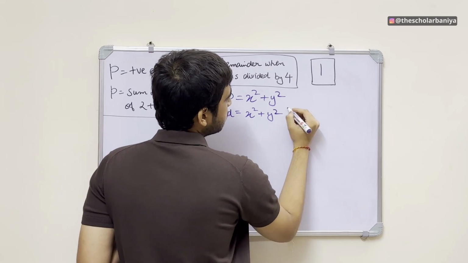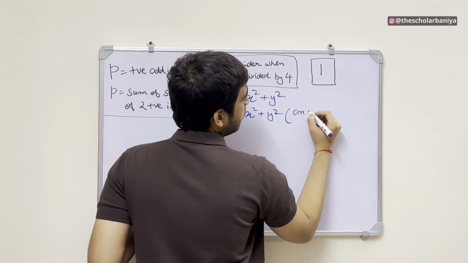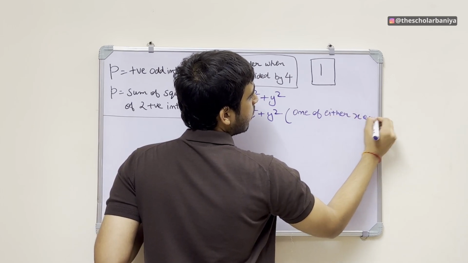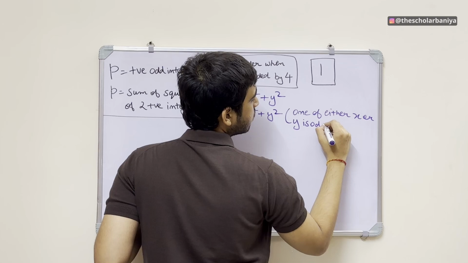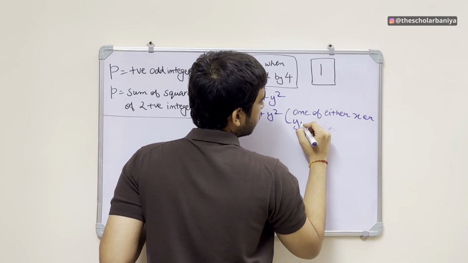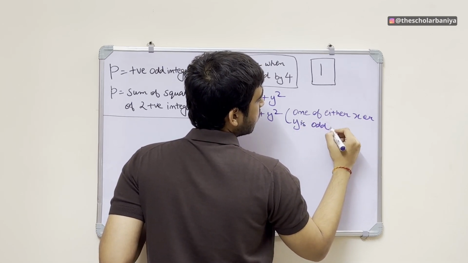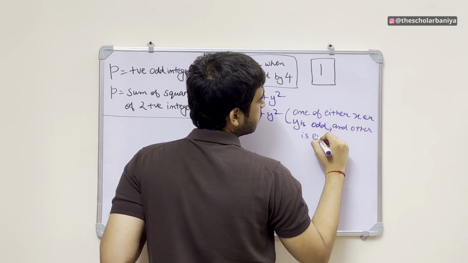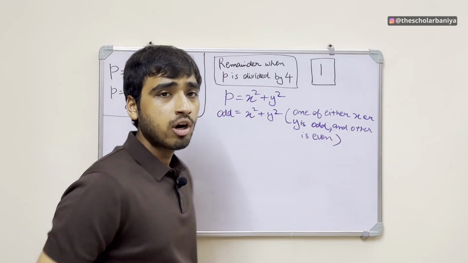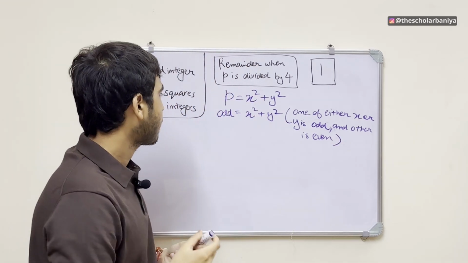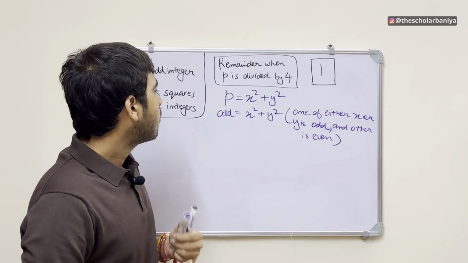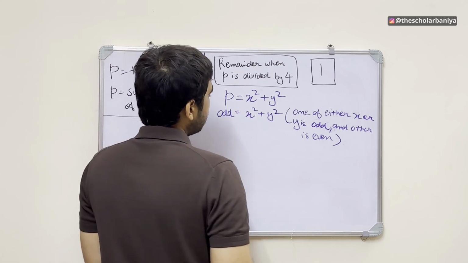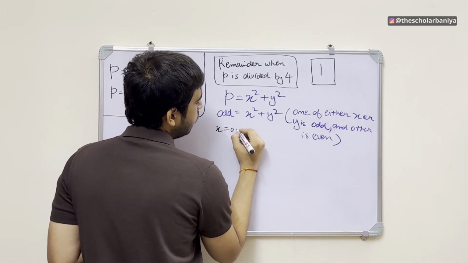So this basically means one of x or y is odd and the other is even, right? So one of them is odd, one of them is even. This is for sure. So for example, let's assume that x is odd.